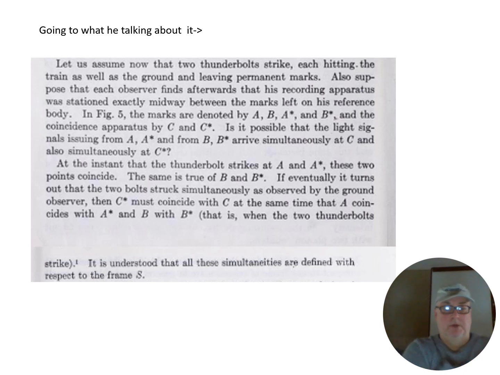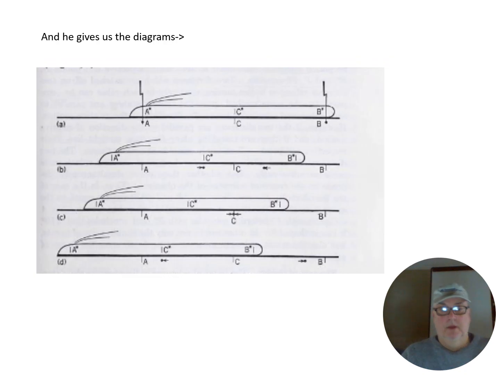So carrying on, going back to what he's talking about: two thunderbolts hitting a train and the ground and leaving permanent marks, and it's happening at two ends of a length. So he's talking about at the instant that the thunderbolt strikes at point A and a star, these 2 points coincide, and that's according to a certain observer, but not necessarily to another observer. So he gives us this diagram. You can see on the top one the 2 lightning bolts hitting the points, and the train is then moving.